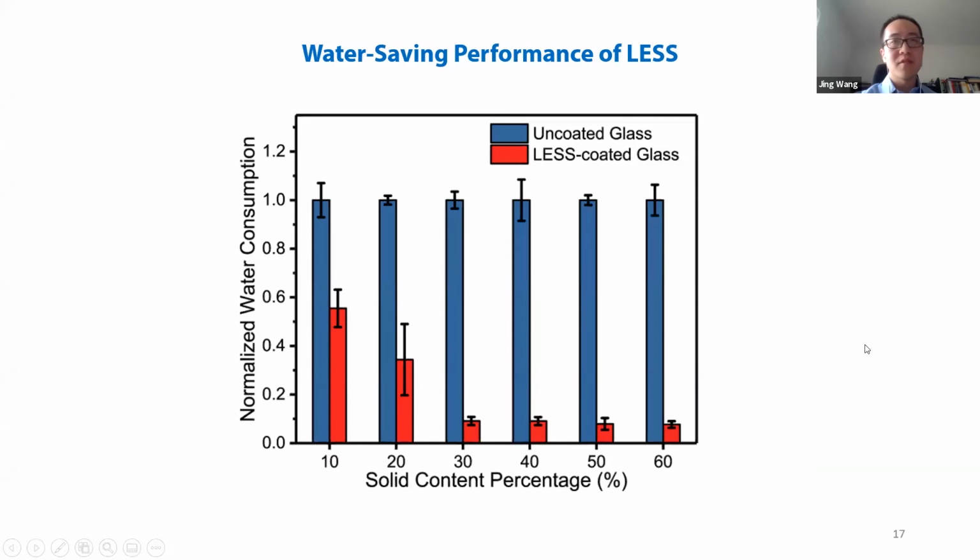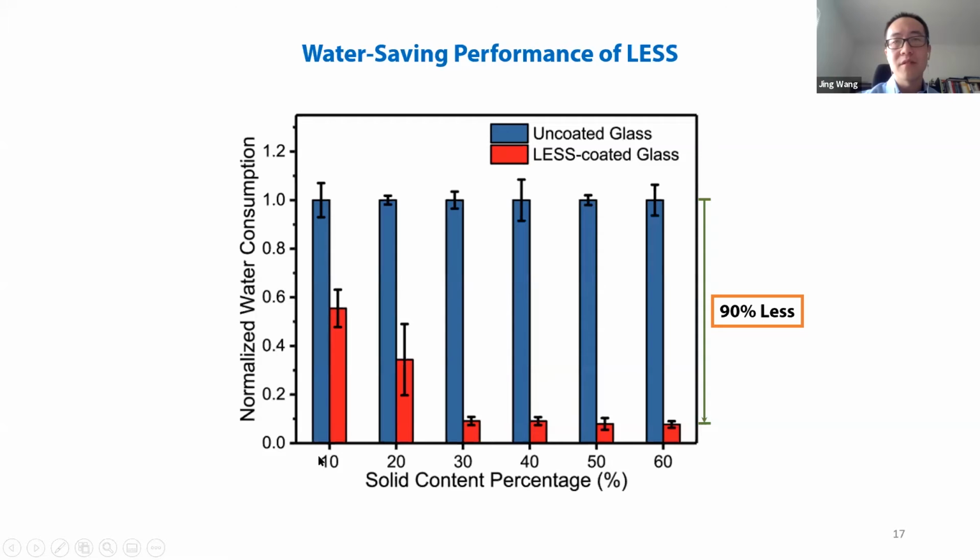And most importantly, we also validate how much water they can reduce to clean the surface. Generally, they can save 90% of the water to clean the surface. So we test different solid content percentages of the fecal waste. 10 and 20 means it's kind of watery fecal waste, like someone has diarrhea, and 30 to 40% is a healthy fecal waste, and 50 to 60 is someone who has constipation. That's where the waste is a little bit hard.